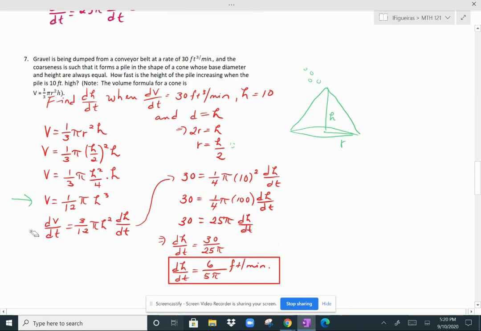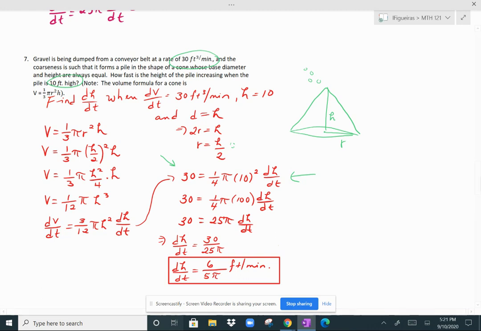So the derivative of volume is dV dt. The derivative of 1/12 pi h cubed, you're just doing power rule. So it's 3/12 pi h squared followed by dH dt. And then I simplified the 3/12 to give me 1/4, but I also replaced what I know. I know that the volume is changing at 30 feet cubed per minute, so that goes on the left. I know that my height is 10, so I plug that in on the right. And then I have to solve for dH dt.